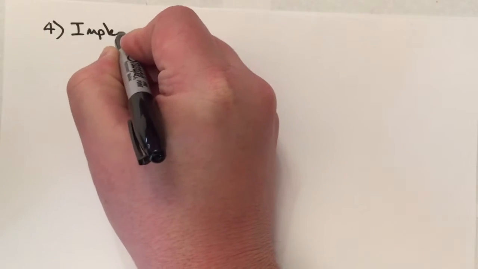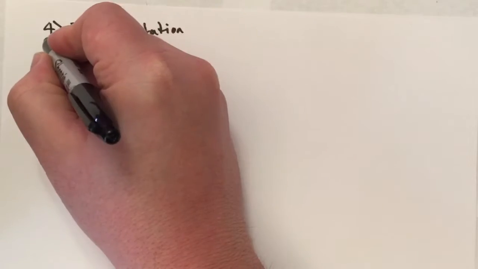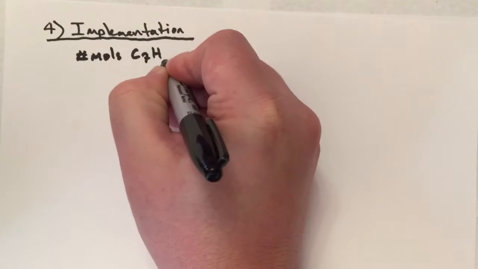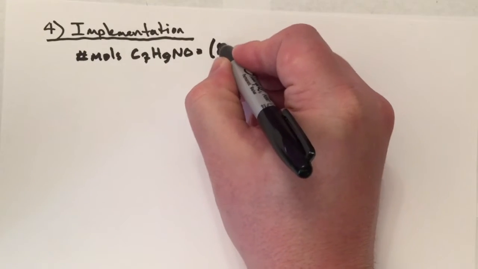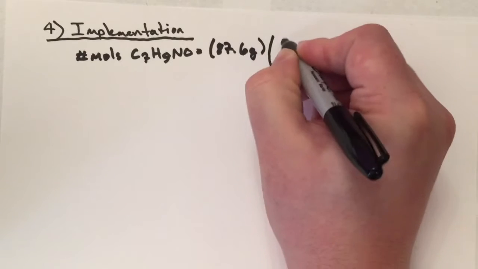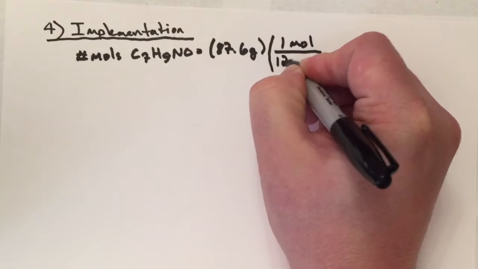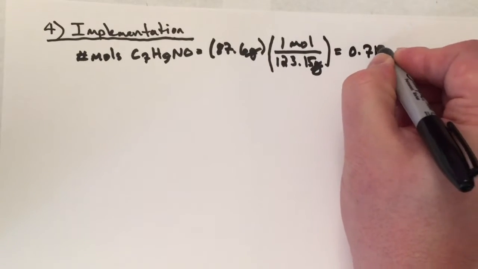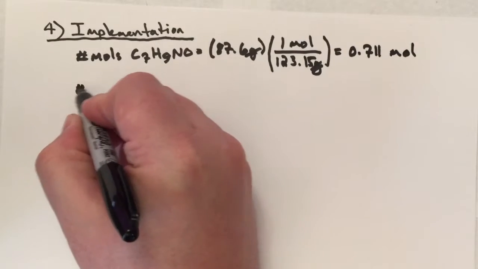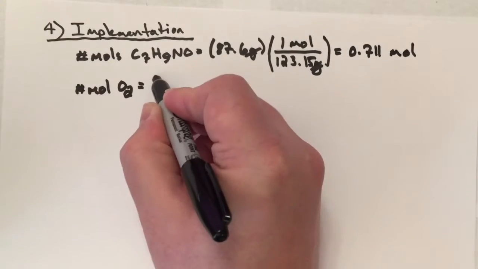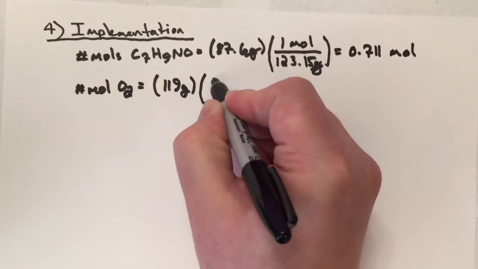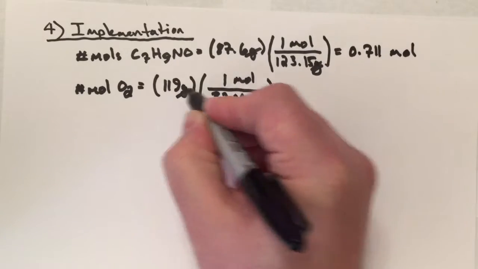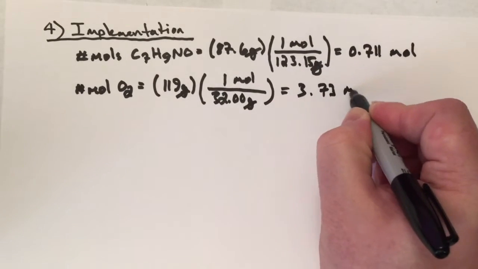Going through and implementing this strategy. The number of moles of C7H9NO that we have is equal to its mass, 87.6 grams, times 1 over its formula weight, 1 mole per 123.15 grams. That equals 0.711 moles. The number of moles of O2 is going to equal 119 grams times 1 mole per 32 grams, which equals 3.73 moles.